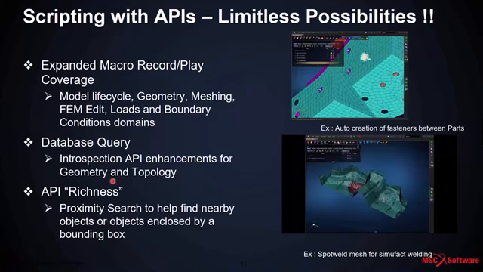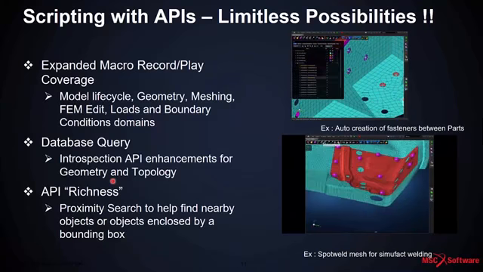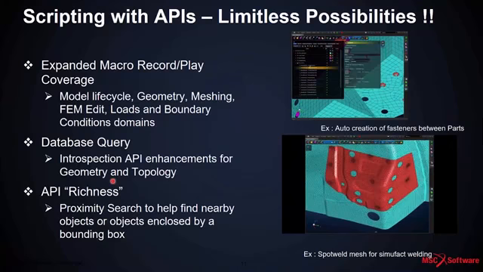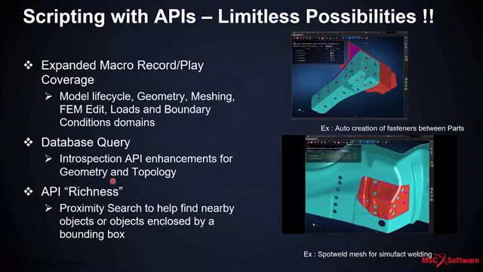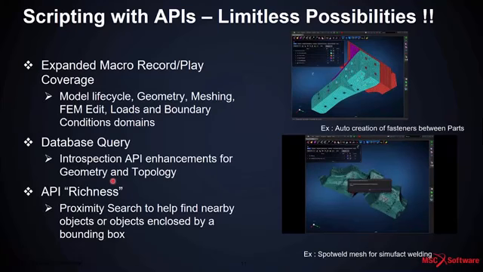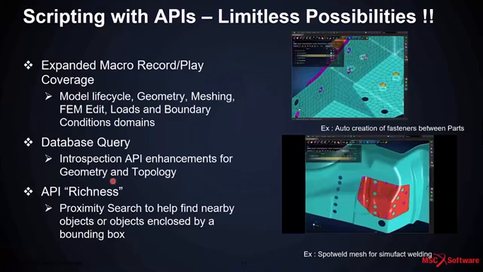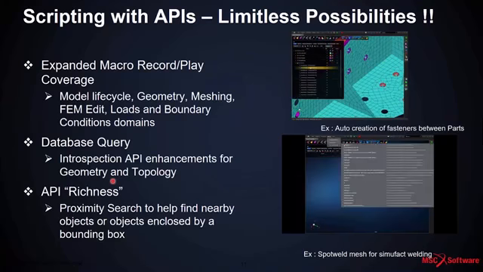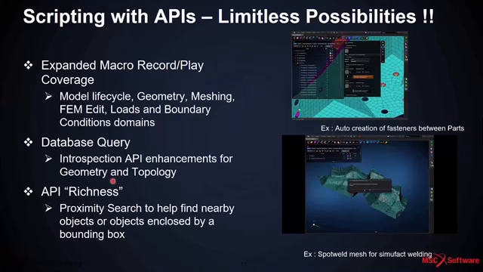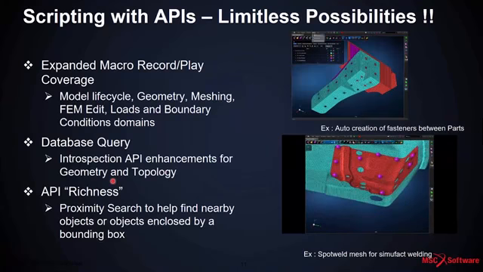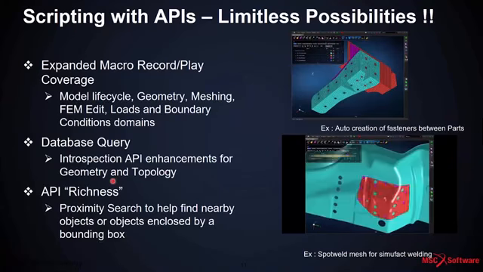And we have expanded the macro record capabilities of scripting to the geometry, mesh, material, loads, and boundary condition domains of the product. And now you can query, meaning you can introspect the geometry and the topology with the API enhancements. And there is a lot of richness to the APIs that is exposed in Hawk.